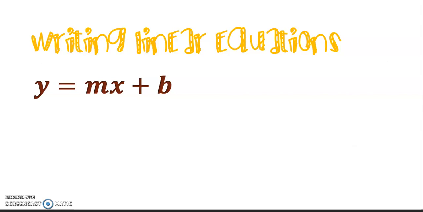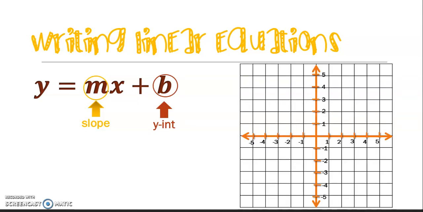Well, writing linear equations, the first thing you need to know is that we have the slope-intercept form. Okay, and the slope-intercept form, how you can remember it, is this one: y = mx + b. We have a slope that is represented by the letter m, and we have a y-intercept that is represented by the b. And here I have a graph, and on this graph I'm going to identify my slope and my y-intercept.